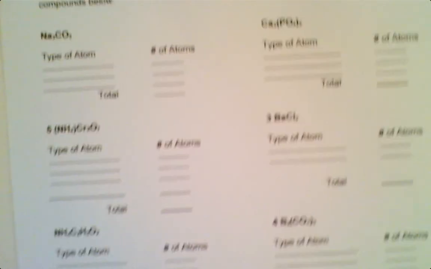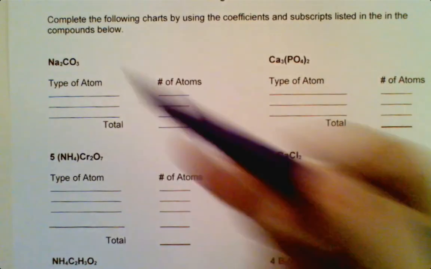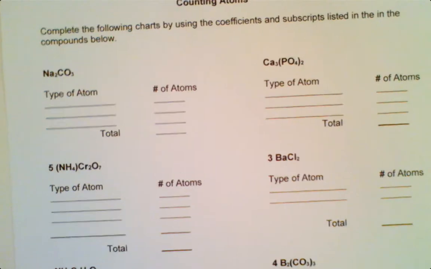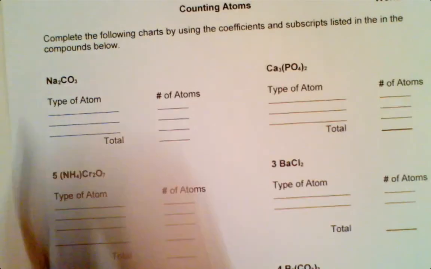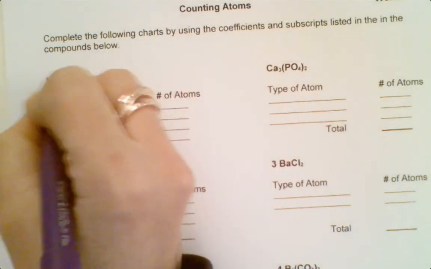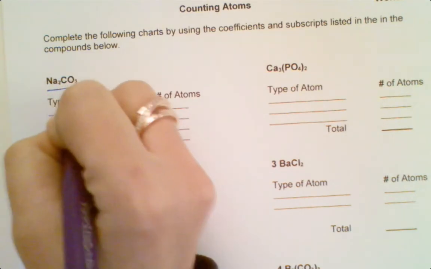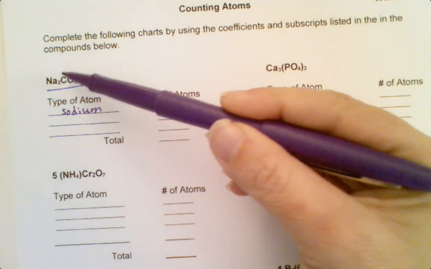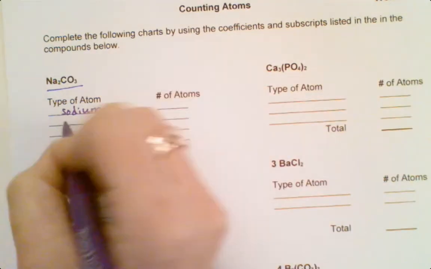What I would like you to do is to go ahead and complete the second sheet. And what you'll do is you'll take a look at the compound. You'll list the type of atom. So I'd like you to name each atom. So in this particular case, you would say, okay, Na, that is 1 element. So that is sodium. When I come to the next capital, that is the next element. So that would be carbon.